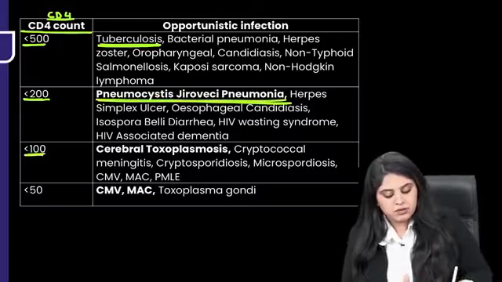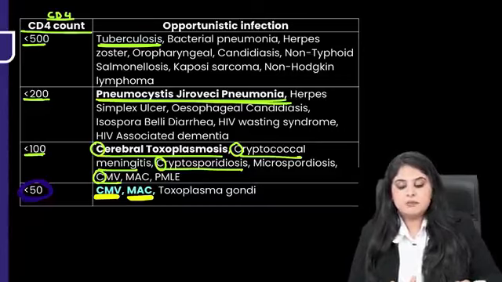Less than 50, CMV chorioretinitis and MAC infections are the most common. Repeating, less than 50, CMV chorioretinitis and MAC infection. So repeating, TB. I want you to focus on the lungs finding. Less than 500, TB will be there.